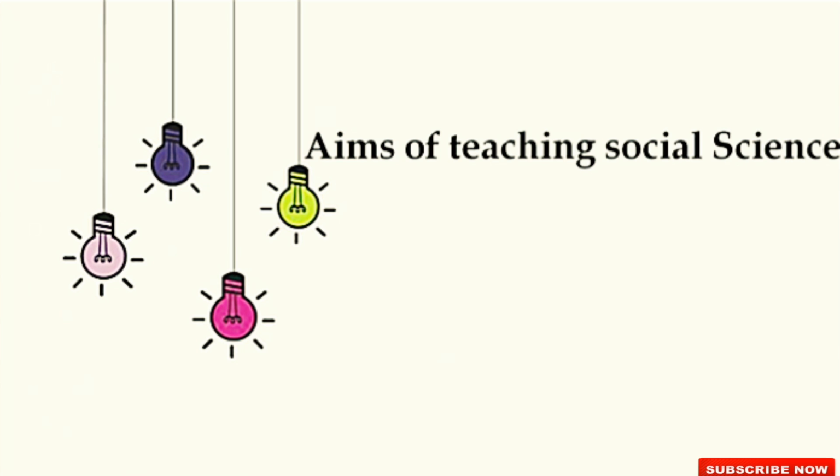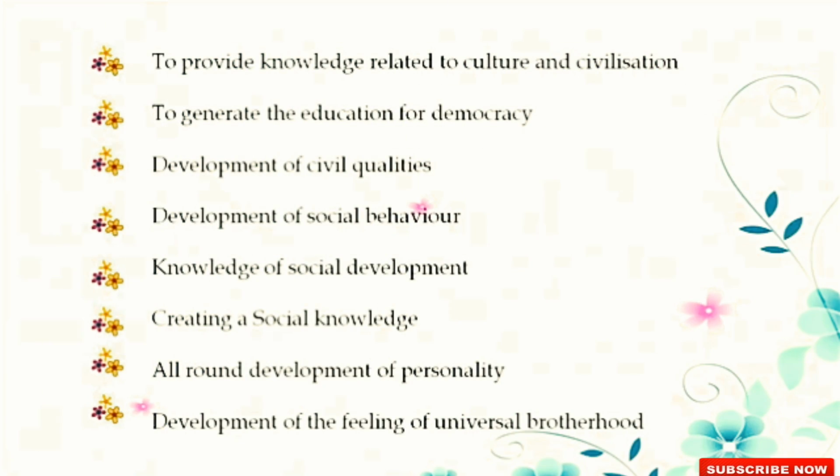Now we will discuss the aims of teaching social science in the modern context. The aim of teaching social science is to provide knowledge related to culture and civilization. Every civilization needs a culture to develop and has to give the developed culture to the next generation as it is, to generate education for democracy. We the Indians need to know about everything. We need to progress the democracy. That is why we need social science education for our masses.